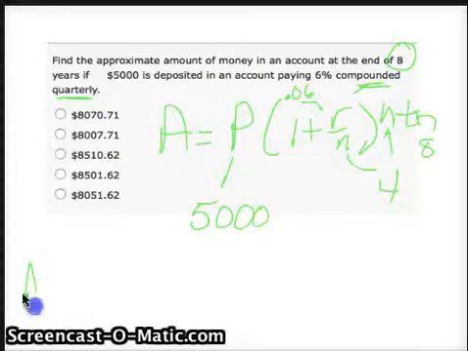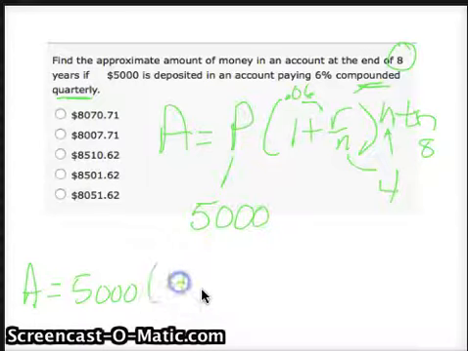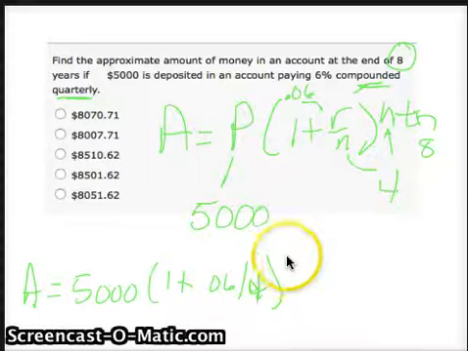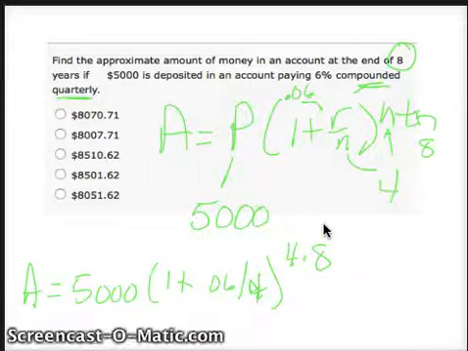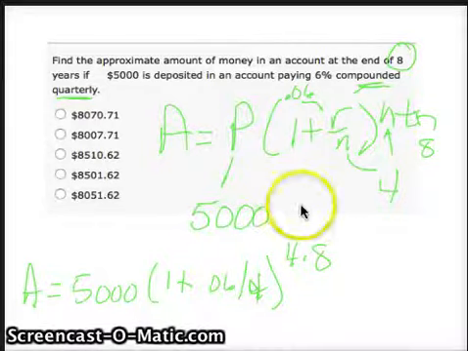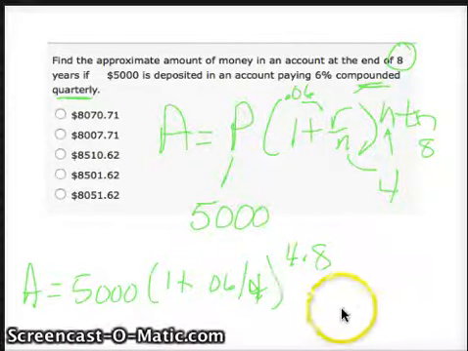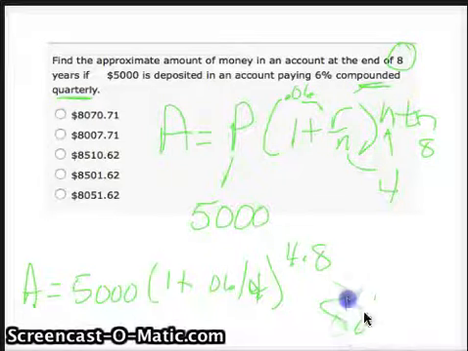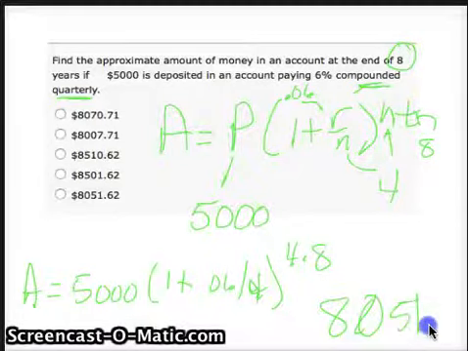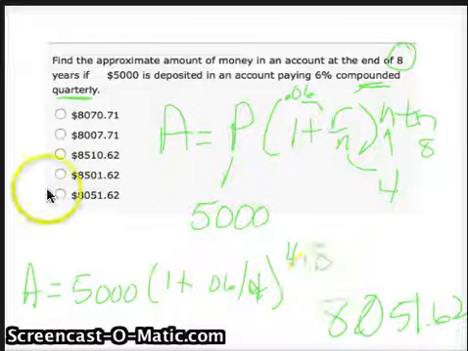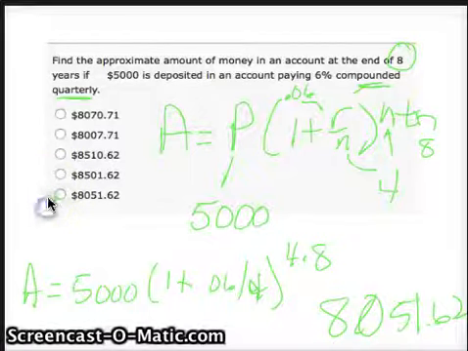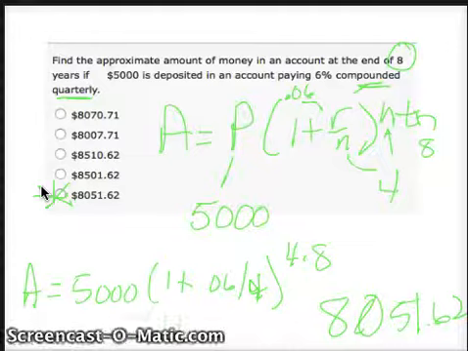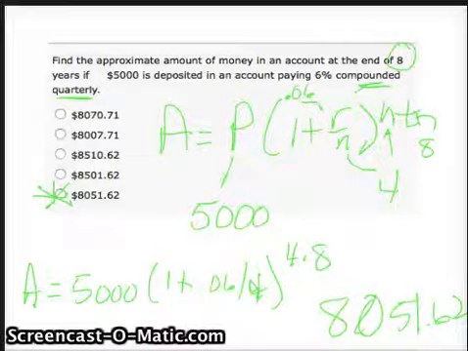So we're going to go A is equal to 5,000 times 1 plus 0.06 divided by 4. That's a 4. To the 4 times 8. Okay. Well, I need to get my calculator out. When I plugged it in my calculator, I get 8051.62. And that will be this answer right here. Okay? So now you got to be careful looking at your answers, so remember that.